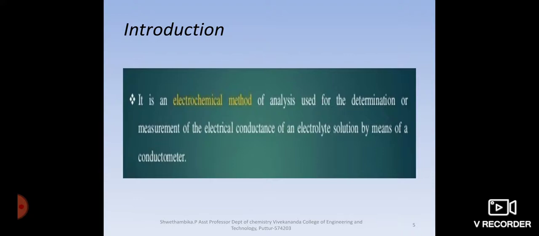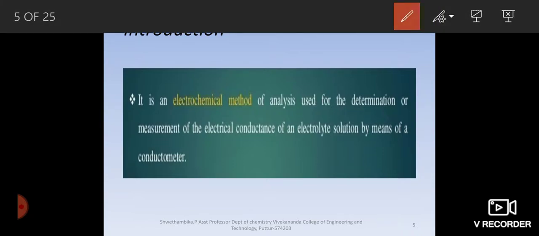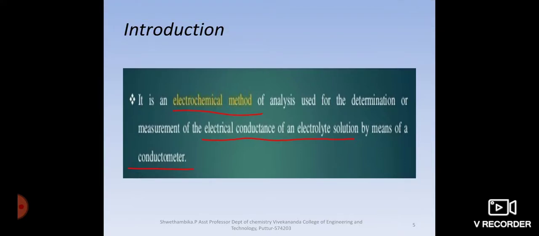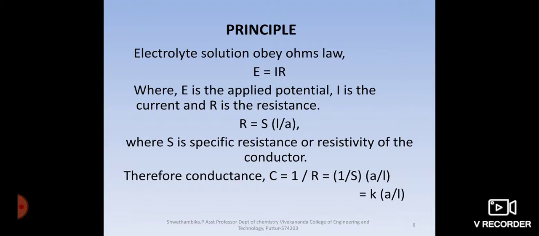So in order to begin with the introduction, let us see what is a conductometric analysis. It has been stated that conductometry is nothing but an electrochemical method of analysis. Here analysis is carried out for the determination or measurement of electric conductance of an electrolyte solution, and the instrument used is called a conductometer. So any conductometric analysis is nothing but an electrochemical method of analysis. Here we determine the electrical conductance of a solution, and the instrument used is called a conductometer.